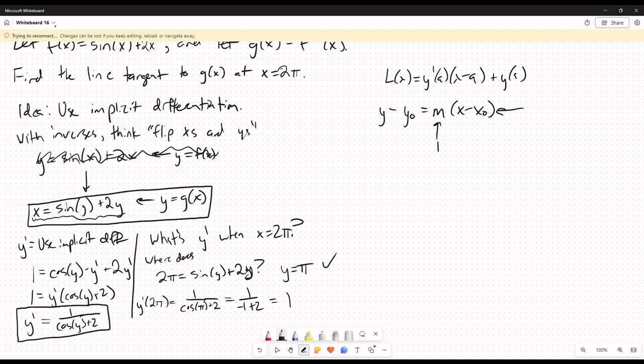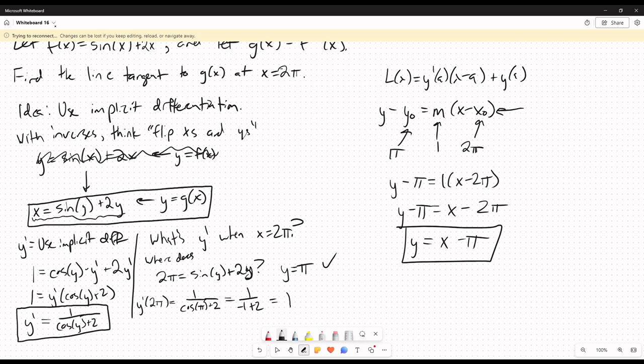We also need an x-coordinate and a y-coordinate. My x-coordinate was 2 pi. We were told that initially. And the y-coordinate, which I had to do some work later to find, was pi. So my tangent line is going to be y minus pi equals 1 times x minus 2 pi. That's the same as y minus pi equals x minus 2 pi, or y equals x minus pi. So I found my tangent line, and that's all there is to the problem.